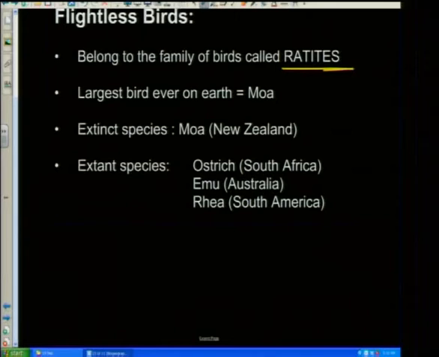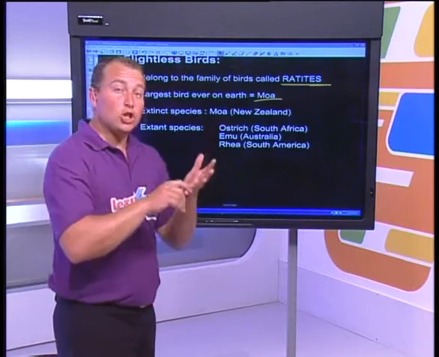Now, the earliest and the biggest ratite we know is the moa. Now, the moa comes from New Zealand. The problem with a moa is that it is extinct, right? Because it's extinct, we just find its bones everywhere. But we found that in New Zealand. Okay, so just think about this. New Zealand is like on that side of the world, right?